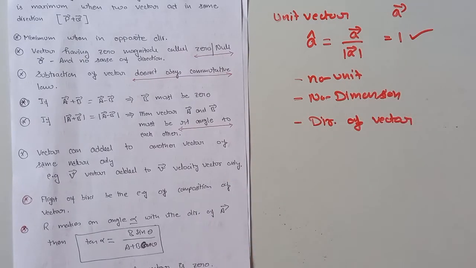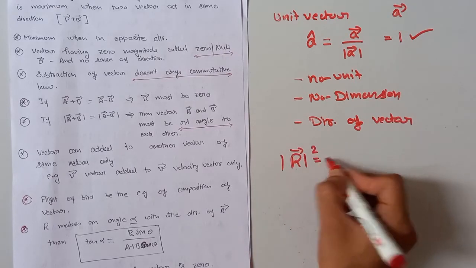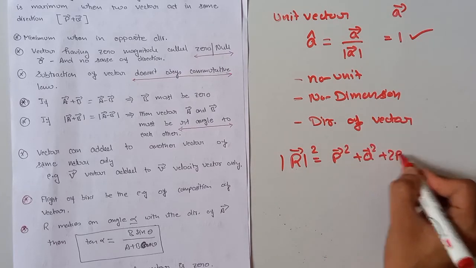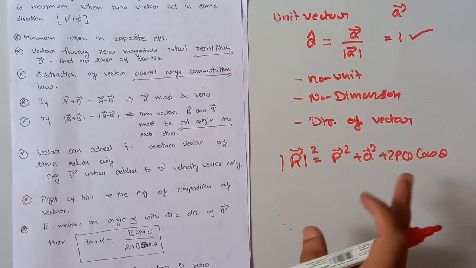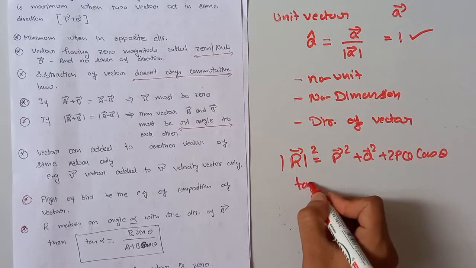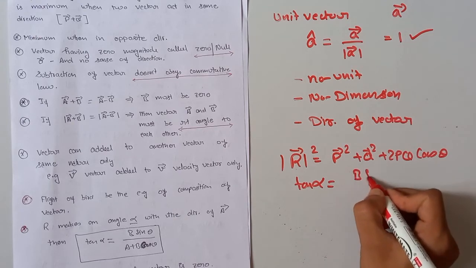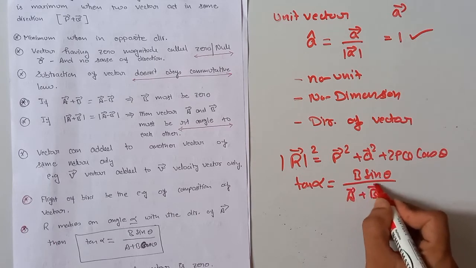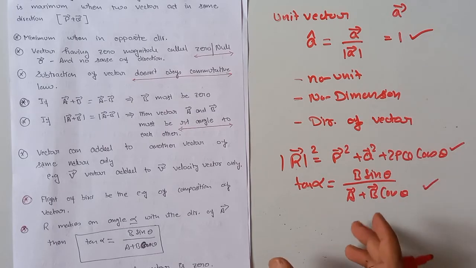Now our next key point, as we earlier discussed, the resultant vector R is equal to the square root of P squared plus Q squared plus 2PQ cos theta. The direction of the resultant is given by this formula: tan alpha, where alpha is the angle between the resultant and P, is equal to B sin theta divided by A plus B cos theta. These formulas are very important because they are used in many numericals.